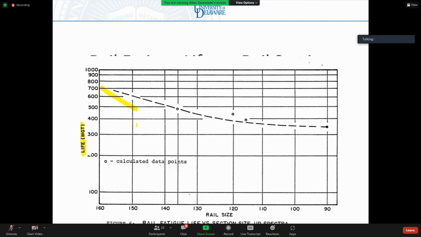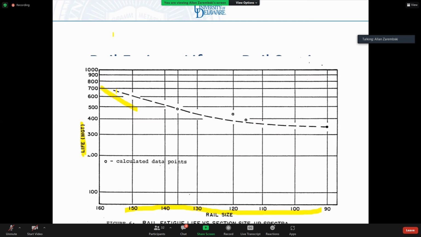Okay. So continuing on. This model shows the life of the rail as a function of rail size. Notice life decreases with decreasing rail size, or increases with increasing rail size. Why? Because the moment of inertia is greater with the heavier rail, and therefore the stress is lower. And the lower my stress, the longer my life.